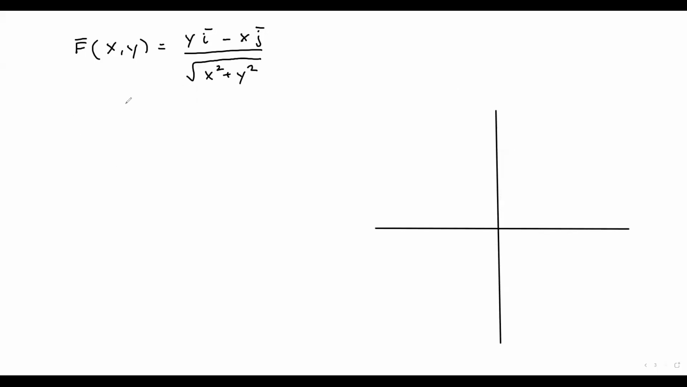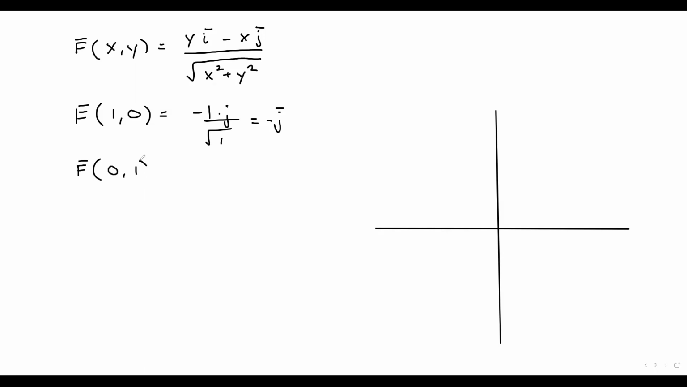And the same idea goes. At 0, 0, this time the graph is going to be undefined, so we'll skip over that, because we'll have a 0 in the denominator. But we could go to 1, 0. Now the x value is 1 and the y value is 0. So if y is 0, we're going to have a 0i, then minus 1j divided by the square root of 1 squared plus 0 squared. That's the square root of 1, and so we just end up getting minus j.